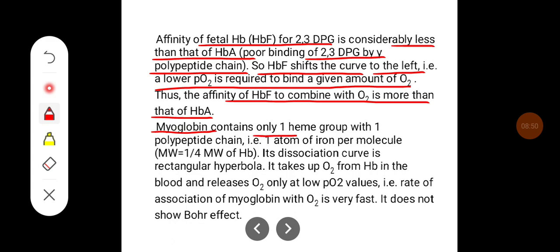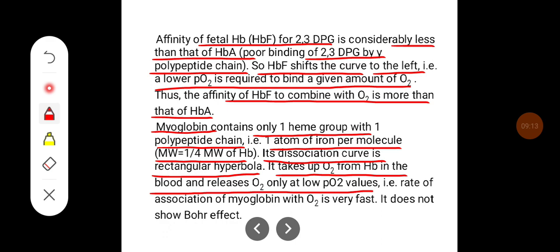Myoglobin contains only one heme group with one polypeptide chain, that is one atom of iron per molecule. So the molecular weight of myoglobin is 1/4 of that of hemoglobin. Its dissociation curve is a rectangular hyperbola. It takes up oxygen from the hemoglobin in the blood and releases oxygen only at low PO2 values. That is, the rate of association of myoglobin with oxygen is very fast. It does not show the Bohr effect.